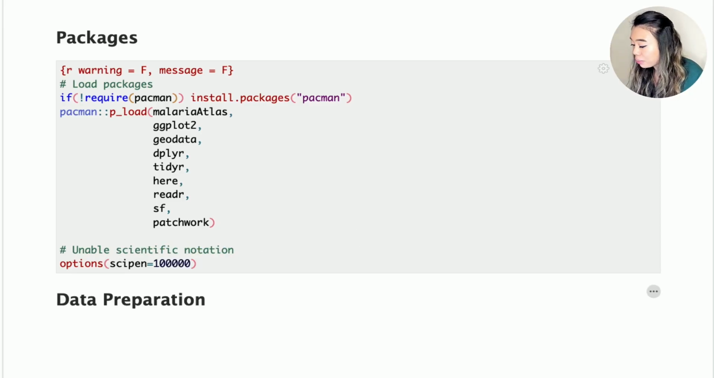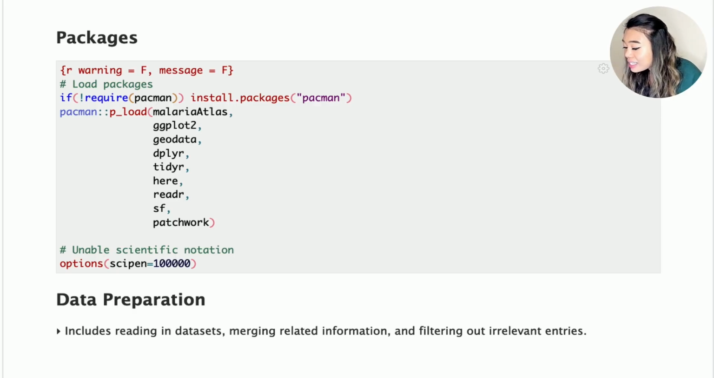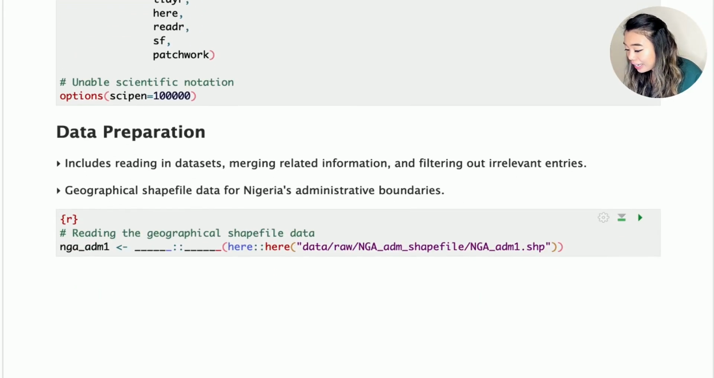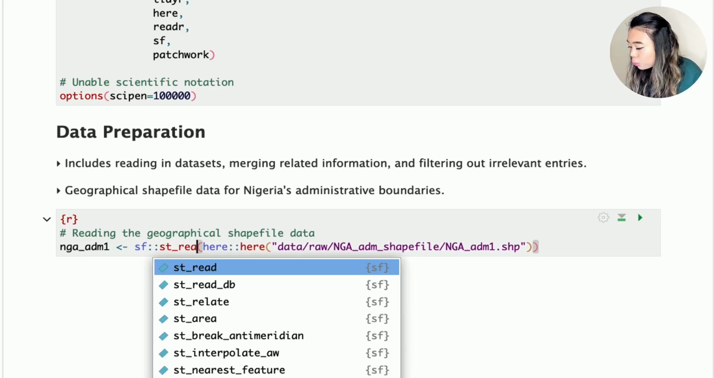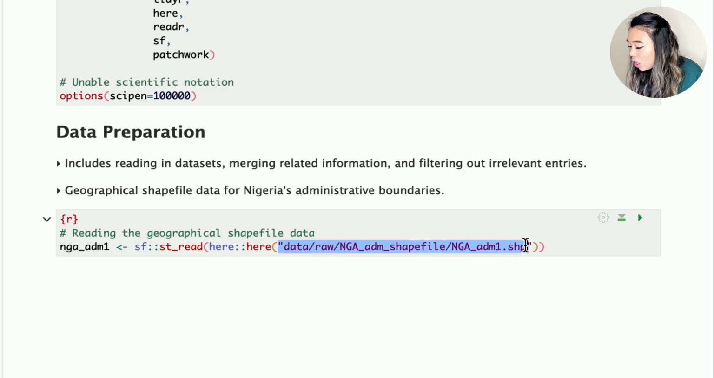begin with data preparation. Now, before diving into any visualization or analysis, it's essential to load and pre-process our data. And this includes reading in the dataset, merging related information, and filtering out unnecessary or irrelevant entries. First off, we'll read in our geographical shapefile data. So if you remember from the previous lesson, with our sf package, we have an st_read function, which is going to read in our shapefile.